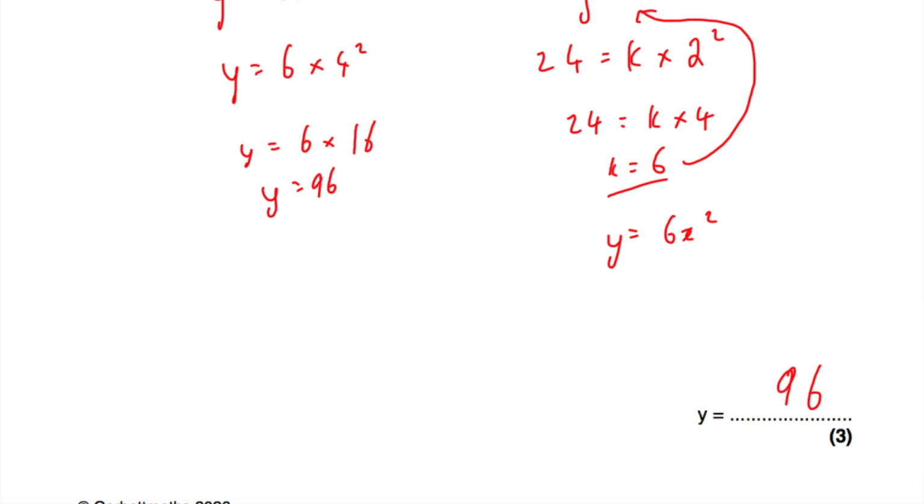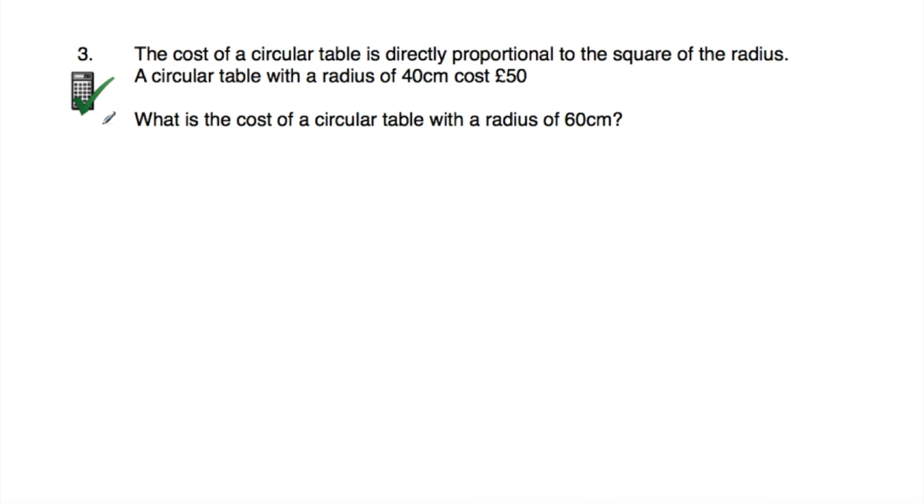Okay, let's look at our next question, question number 3. So question number 3 says the cost of a circular table is directly proportional to the square of its radius. And the circular table with a radius of 40 centimetres costs £50. And we've been asked, what is the cost of a circular table with a radius of 60 centimetres?